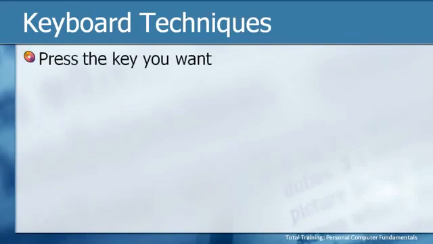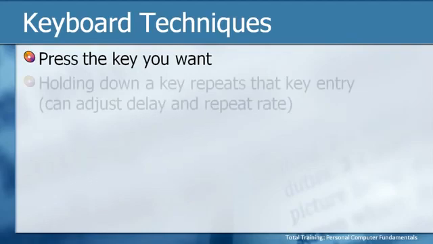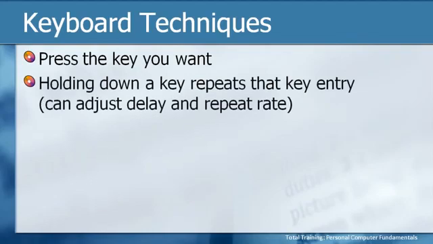So when you want to use the keyboard, what do you do? Well, I think everybody knows that we can simply press the key. So if I want to type ABC, I'll press the A key, the B key, and then the C key one at a time. What you may not have known, unless of course you happen to do it on accident, is holding down a key repeats that key entry. Now you can adjust how long of a delay there is before it starts to repeat and then how fast it repeats. And these are some of the keyboard settings that we'll talk about in the next lesson.